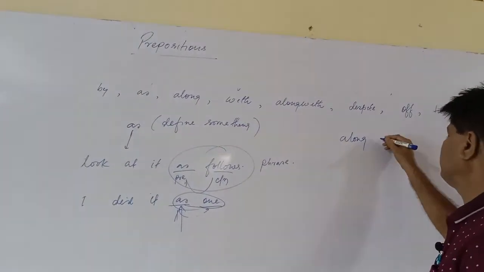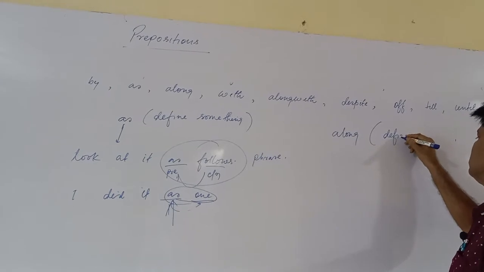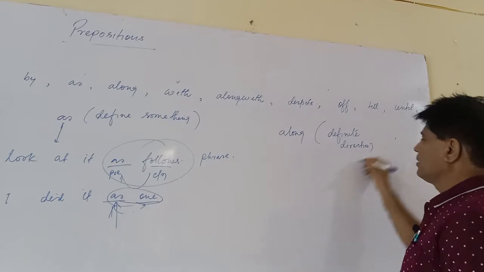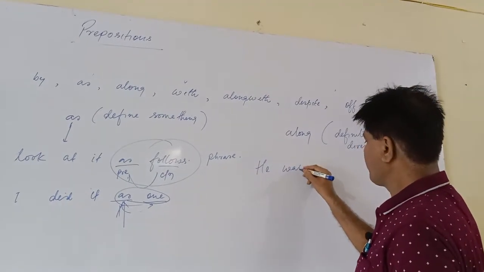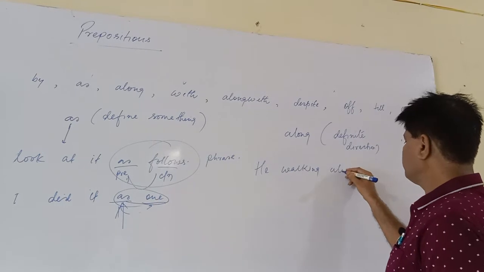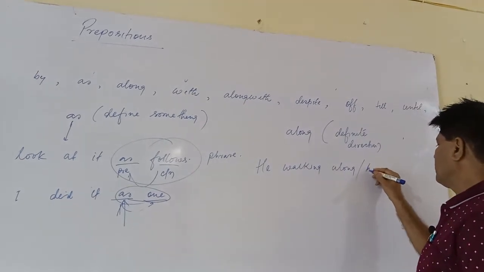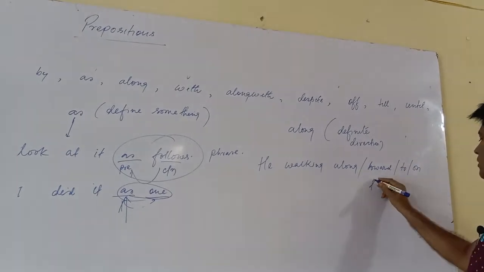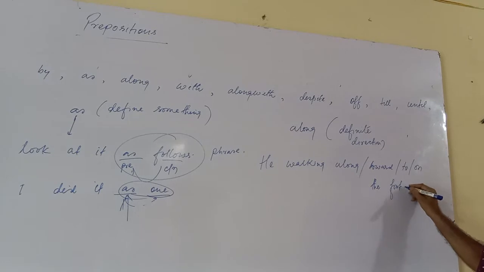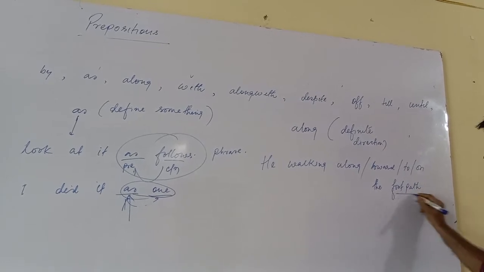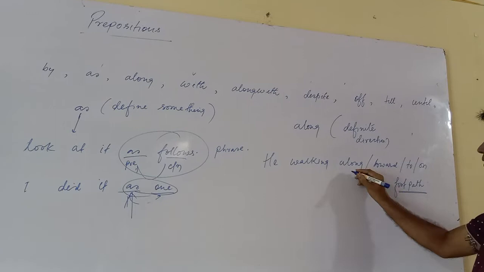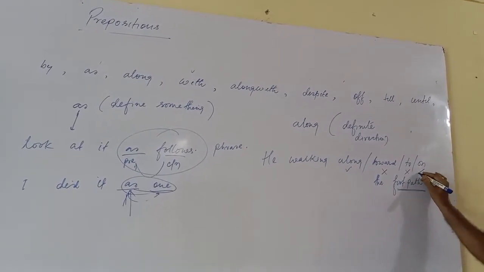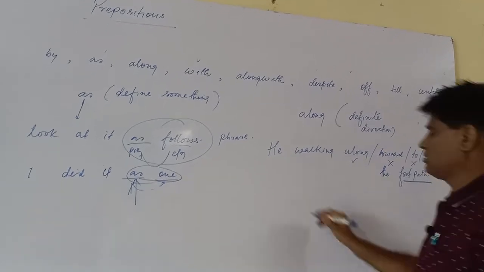Along is defined as a definite direction. How to use? He was walking along the footpath, not toward or to or on the footpath. Footpath is a specific direction. After that, it will be ended. So, in that condition, along will be used, not toward a direction, not to a common direction, and on is a surface, cannot be used.